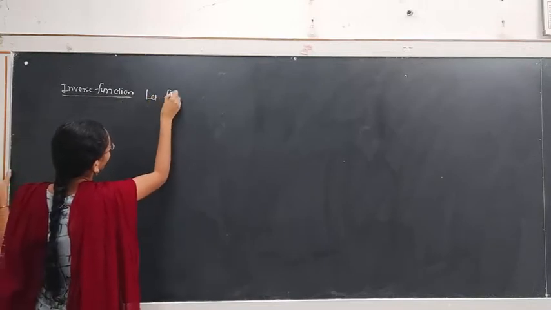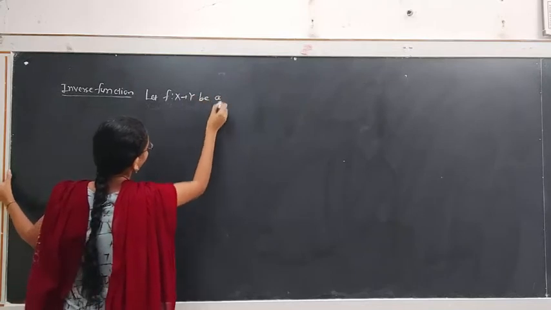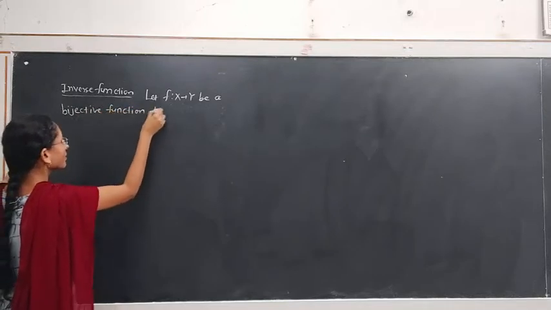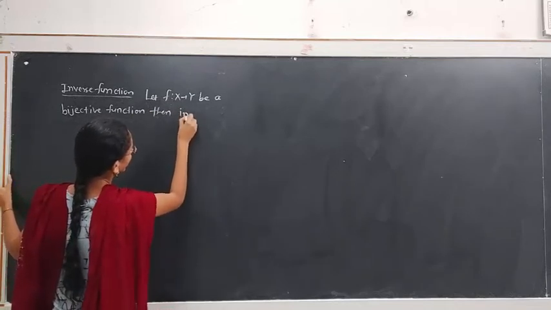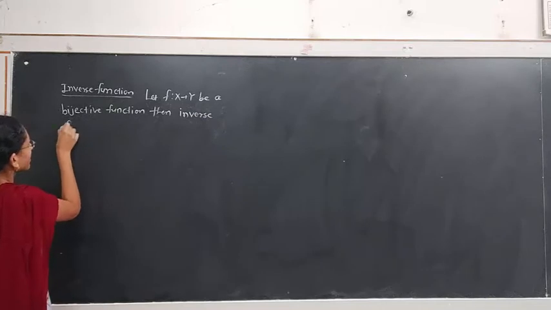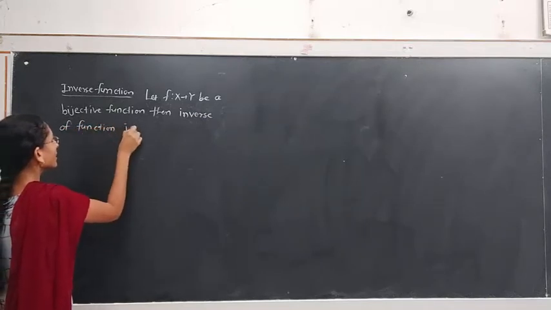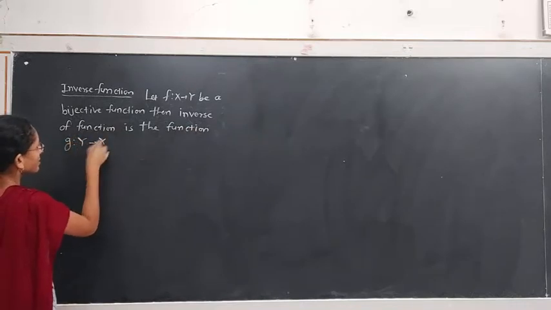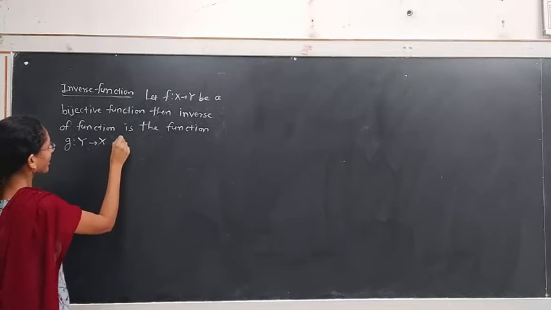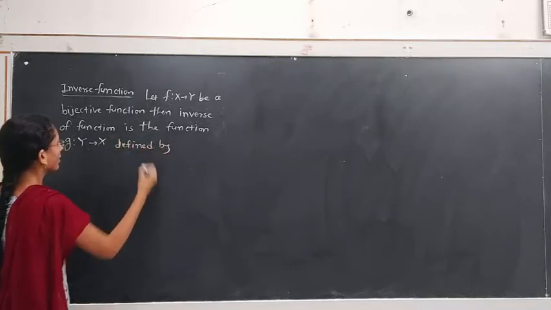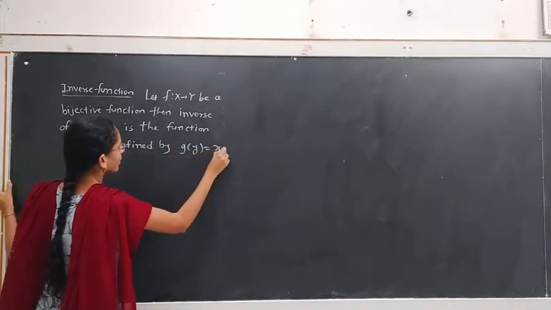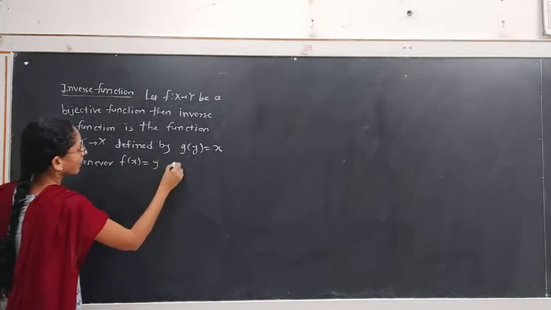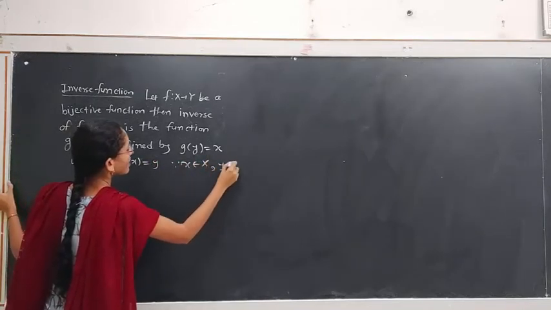Let f from x to y be a bijective function, then the inverse of function f is the function g from y to x defined by g of y is equal to x whenever f of x is equal to y, where x belongs to x and y belongs to y.